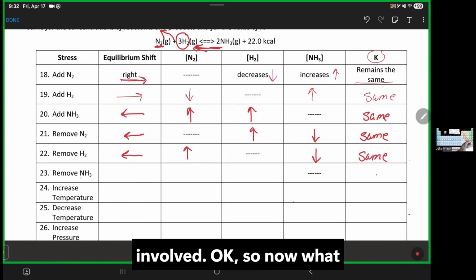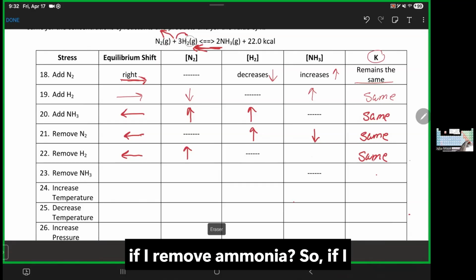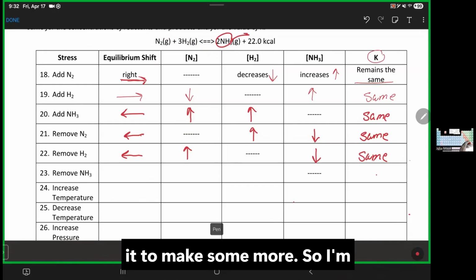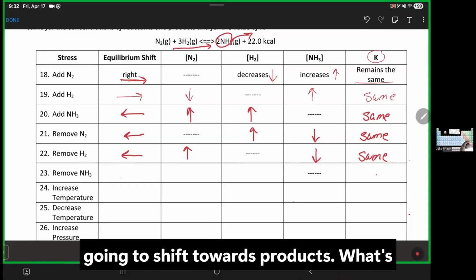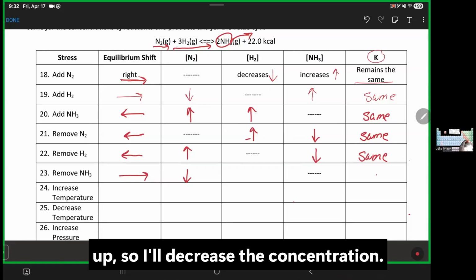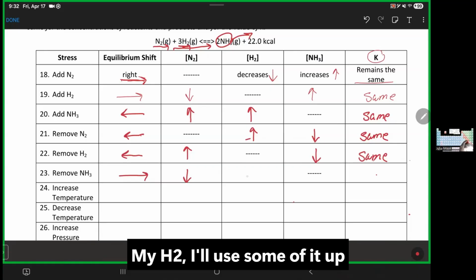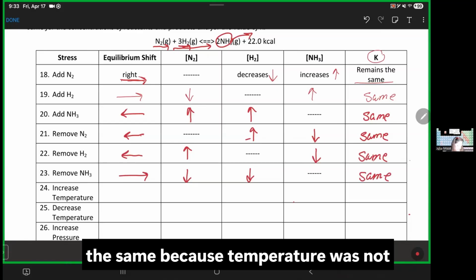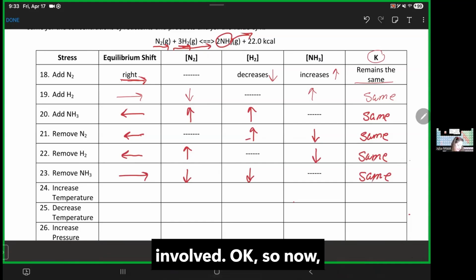Okay, so now what if I remove ammonia? If I remove ammonia, I need to shift towards it to make some more. So I'm going to shift towards products. What's that going to do to my N2? I'm going to use some of it up, so I'll decrease the concentration. My H2, I'll use some of it up, decrease the concentration. And my K stays the same because temperature was not involved.